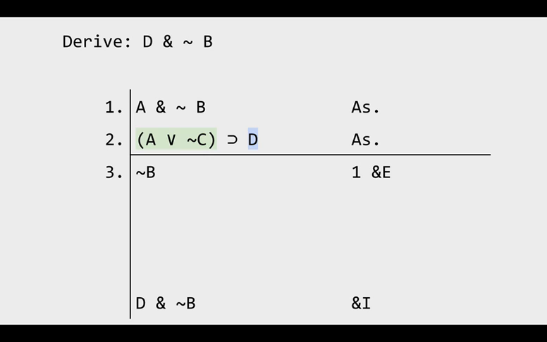Well, maybe you don't see how to do it quite yet, but here's an obvious step. Let's go ahead and take out A. We know we need A or not C, which is the antecedent of number 2. We need that.